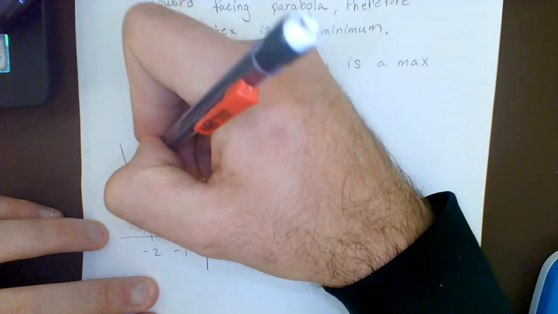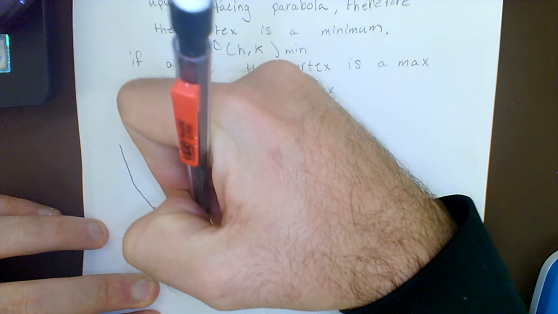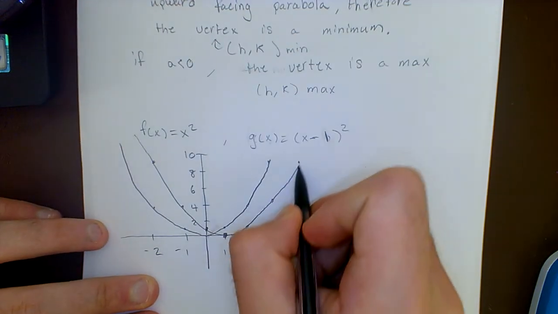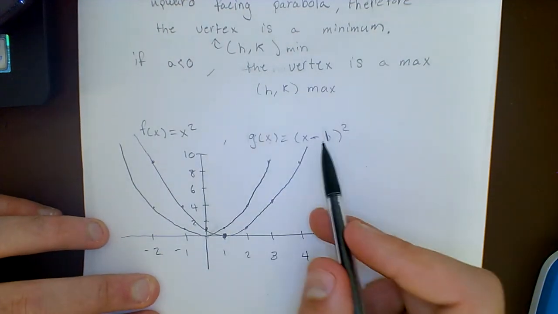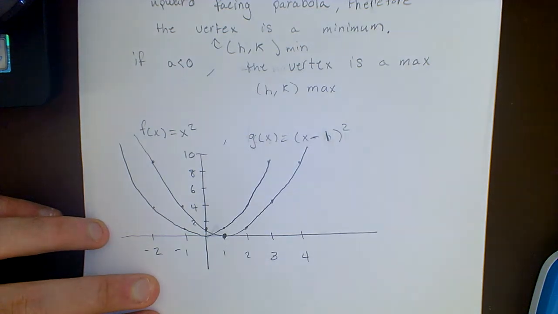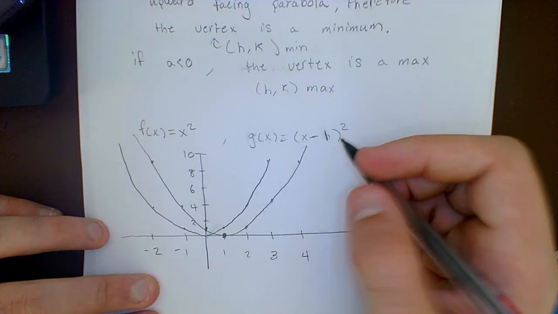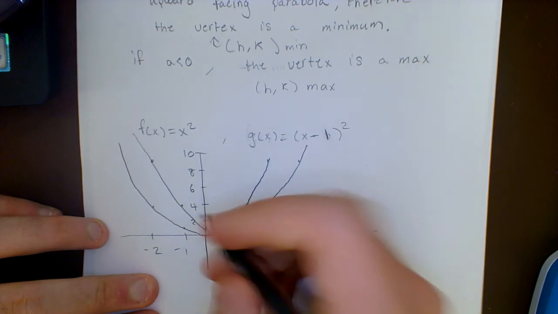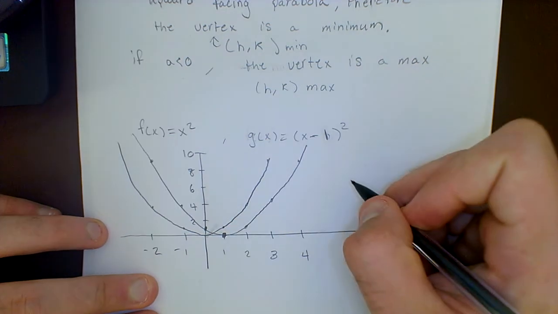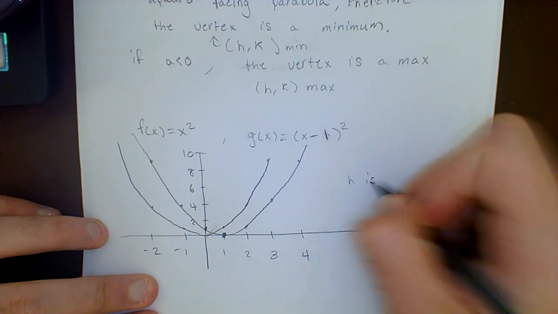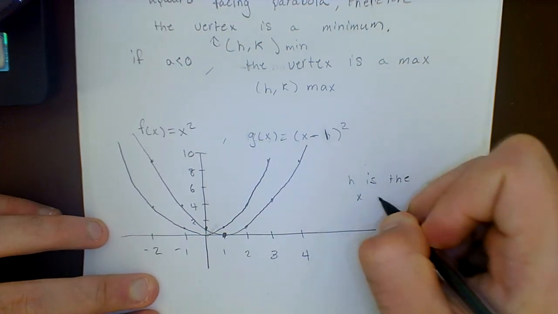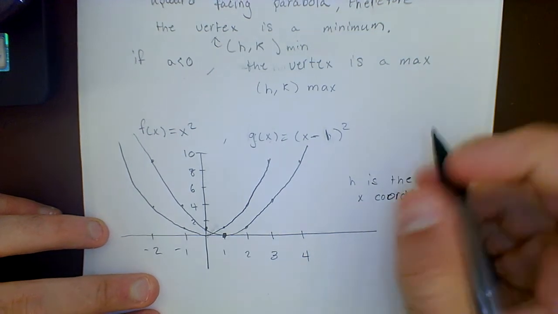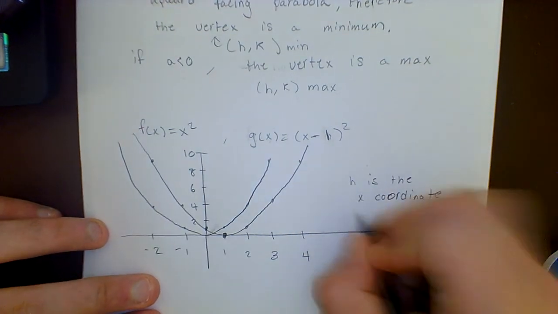So it's the same graph, except shifted to the right. And it turns out that if you subtract h, and h is positive, you move it to the right. Okay? So that's why h is the x-coordinate of the vertex.